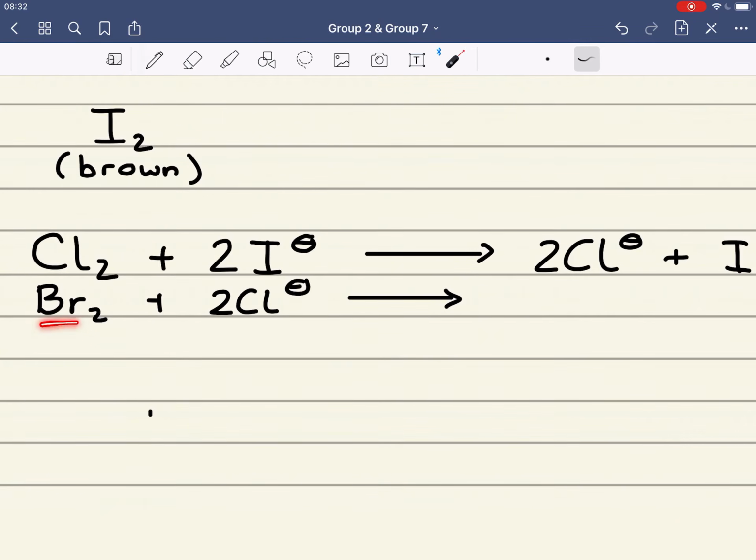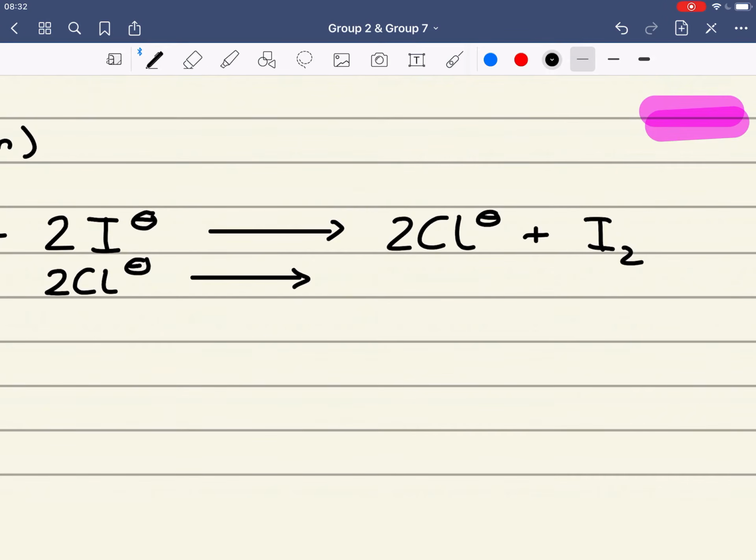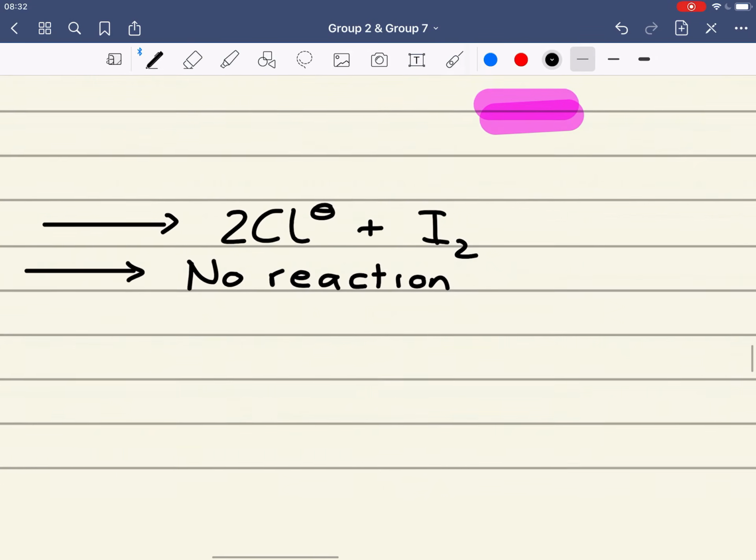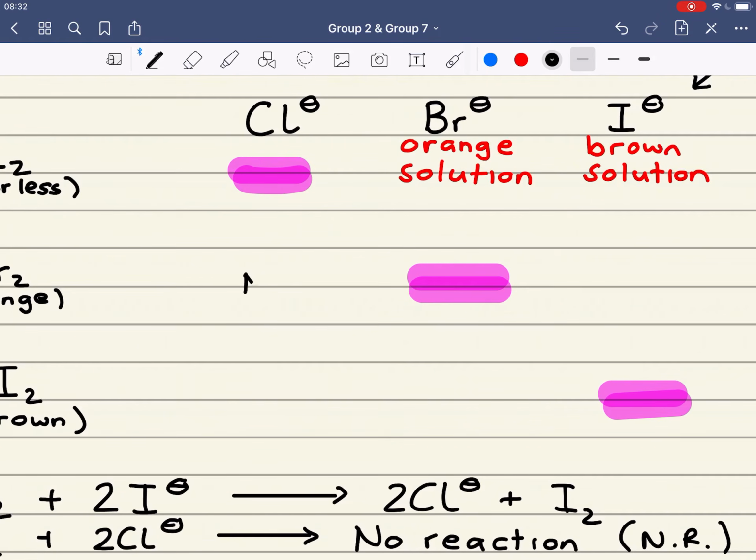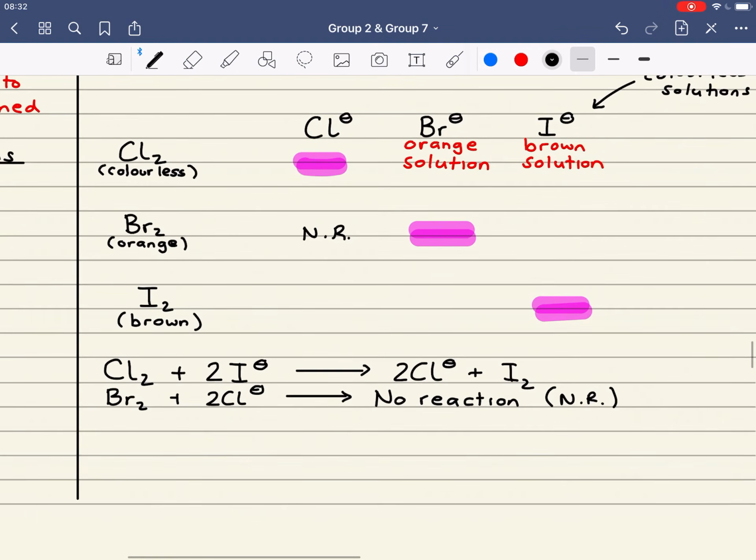So the bromine here cannot take the electrons off the chloride, chlorine holds onto the electrons more tightly. So here you would observe no reaction, which I'll shorten to NR. So here you would observe no reaction. So let's now have a look at bromine and iodide ions. Just for the observation there, you would have an orange, it's quite a pale orange colour, and it wouldn't change. So if you add, for example, the colourless solution of chloride ions to bromine, it's orange, it will just stay the orange colour.